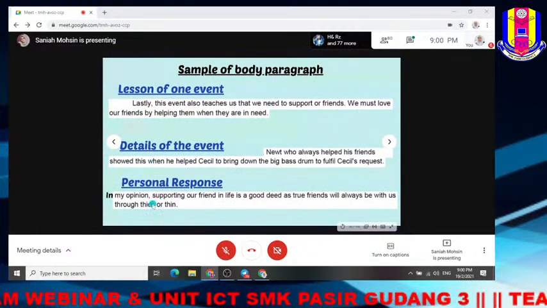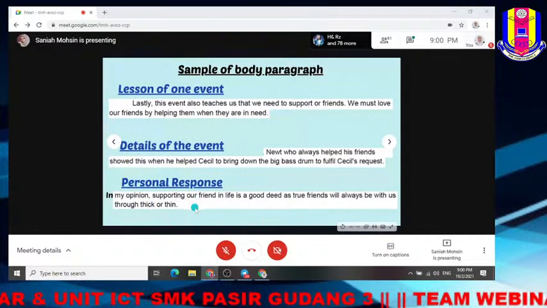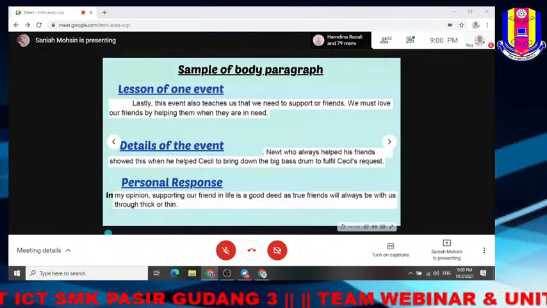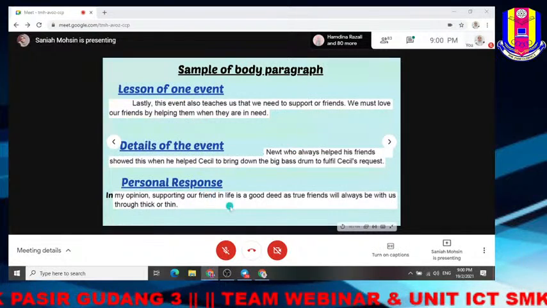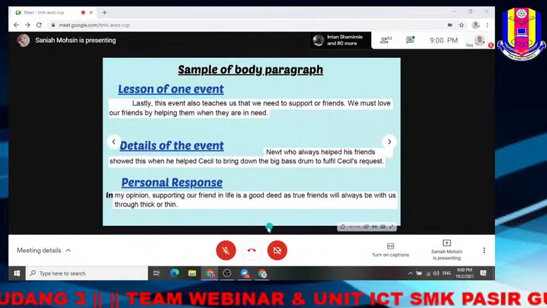And then lastly, personal response. Okay, pendapat. Jangan lupa letak pendapat kita. Okay. So in my opinion, supporting our friend is a good deed. Okay, jadilah kawan yang baik.